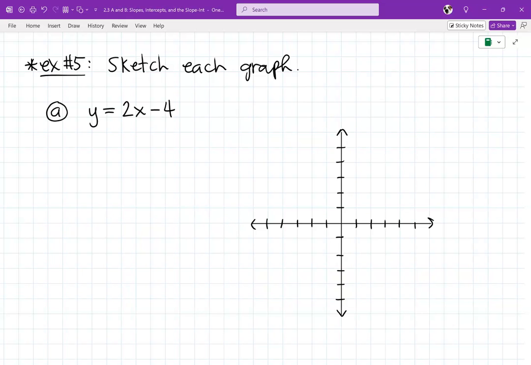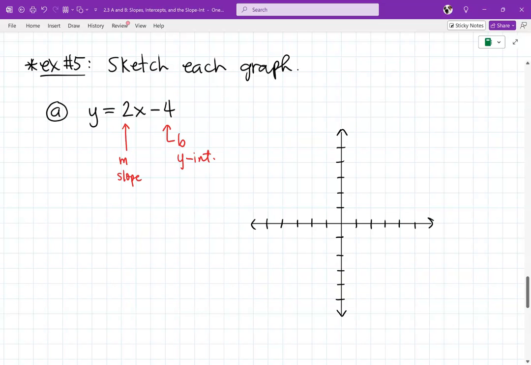Where's my y-intercept here? -4. I did not shut down my volume. Give me a second. So this is my y-intercept. This is b, right? Which we have as our y-intercept. And this is m, which is my slope, okay?